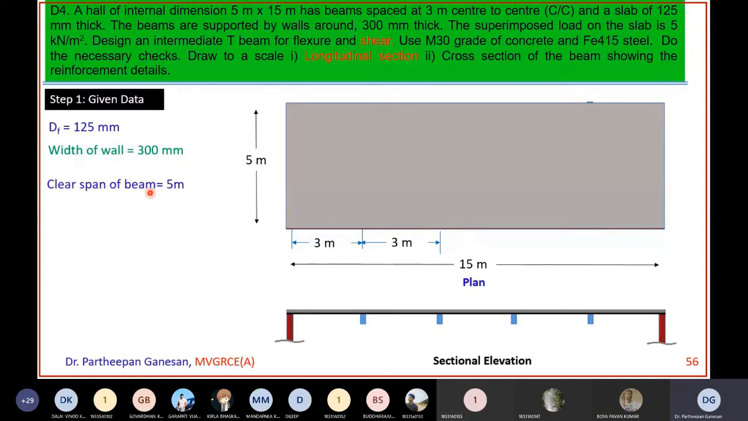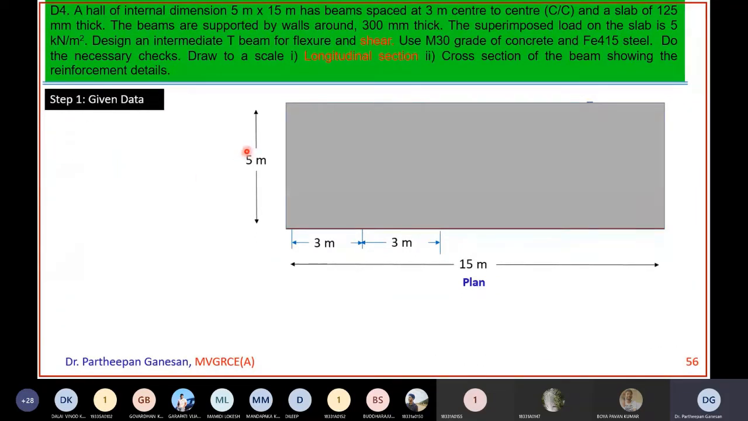Clear span of the beam. This will be okay, because your beam is spanning like this. The clear span means from face to face of the support. In the floor plan, the inner dimension is only 5 meters. So that is the clear span of the beam, that is 5 meters.